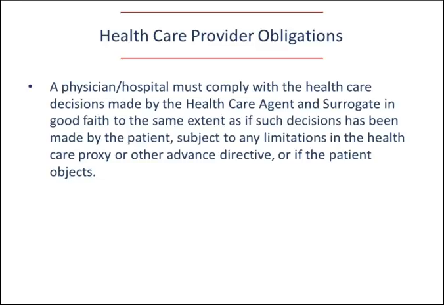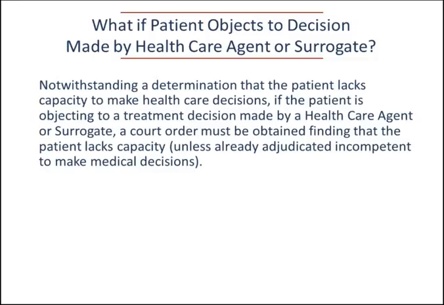Remember, the agent or the surrogate is required to make decisions consistent with the wishes of the patient. So they can't just override them on their own. And that would be a basis for either the physician or hospital to seek further clarification and not simply follow that direction of the decision maker. And if a patient objects, that's another reason that you have to stop and we would need a court order. So if a patient objects to a decision made by a healthcare agent or surrogate, notwithstanding the fact that they have been determined to lack capacity, we still need to go get a court order.